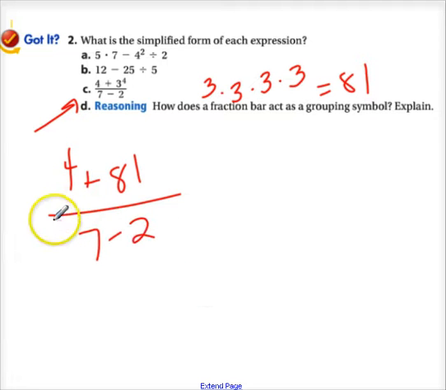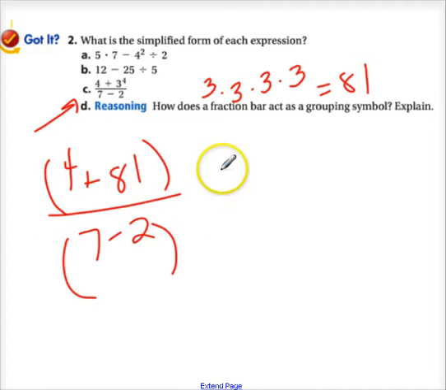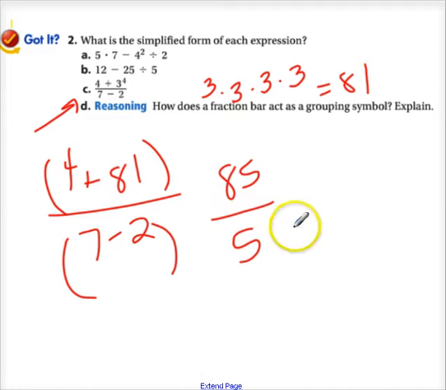So we're still pretending that my fraction bar is a grouping symbol. So I'm dealing with everything on top and bottom first. 81 plus 4 is 85. 7 minus 2 is 5. If I divide 85 by 5, I get 17. All right.